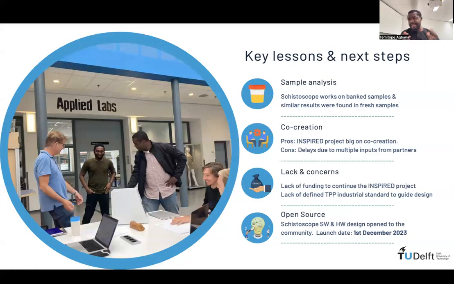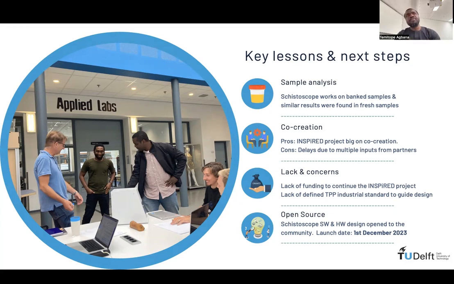So what are the key lessons and what's the next step for us? Number one, it was very interesting to see that the cystoscope works on banked samples. We believe that we got similar results from banked samples as we got from fresh urine samples, and this is reproducible. Make sure you store them at 4 degrees centigrade and all of that.